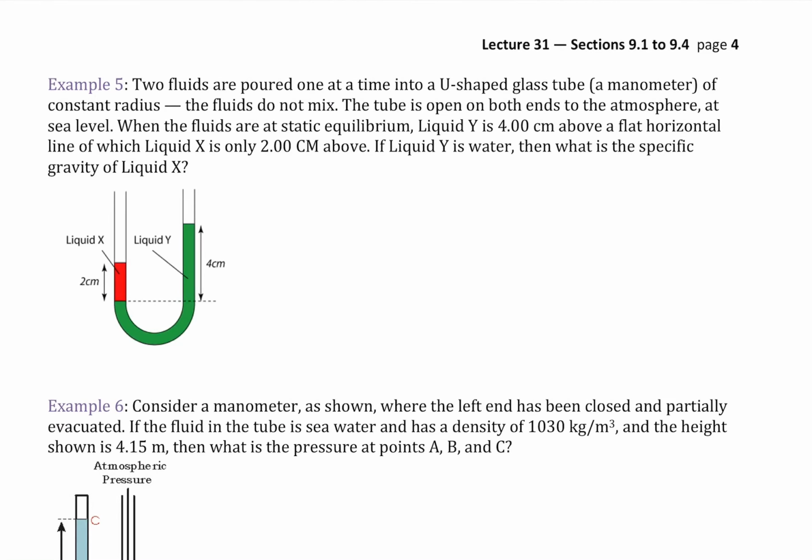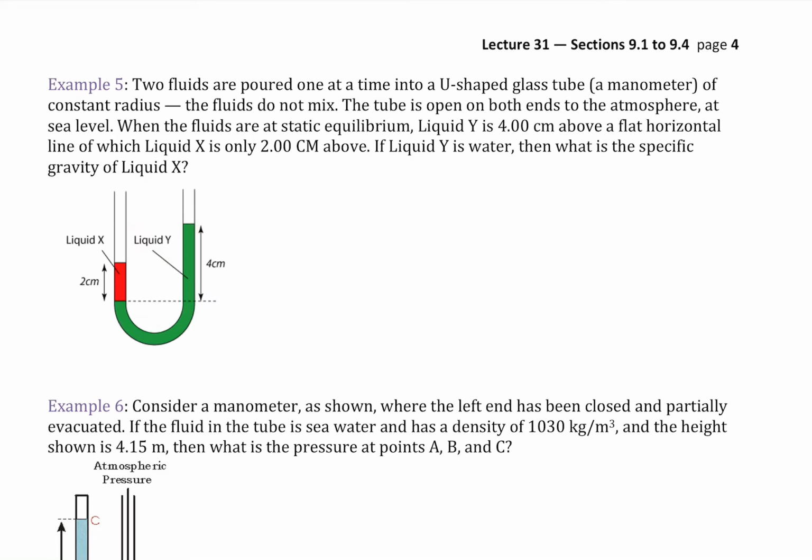Okay, so example 5. 2 fluids are poured one at a time into a U-shaped glass tube, a manometer, of constant radius. The fluids do not mix. The tube is open on both ends to the atmosphere at sea level. When the fluids are at static equilibrium, the liquid Y is 4 centimeters above the flat line, as shown, and the liquid X is only 2 centimeters above the line. If Y is water, so now we know what one of the mystery liquids is, then what is the specific gravity of the other liquid?